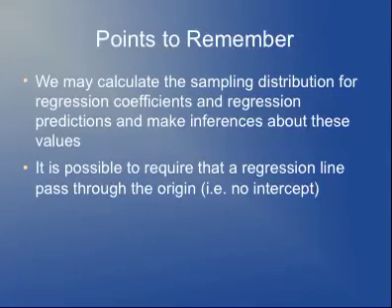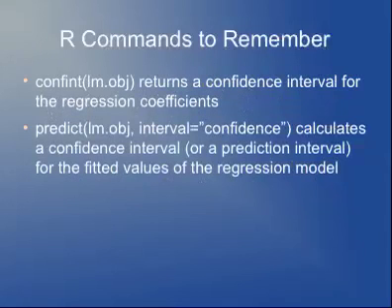So, things to remember for today: you can calculate a sampling distribution for regression coefficients and predictions, and you can make inferences about these values. It's possible to do regression through the origin, although in practice I think it's a bad idea more often than not. And new R commands for today: confint will give you confidence intervals, and predict with interval equals confidence or interval equals prediction will give you confidence intervals and prediction intervals for predicted values of y in a regression model.